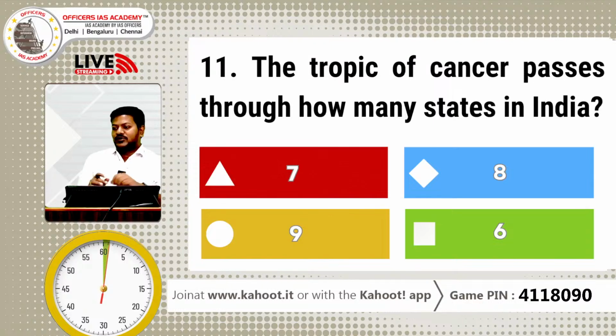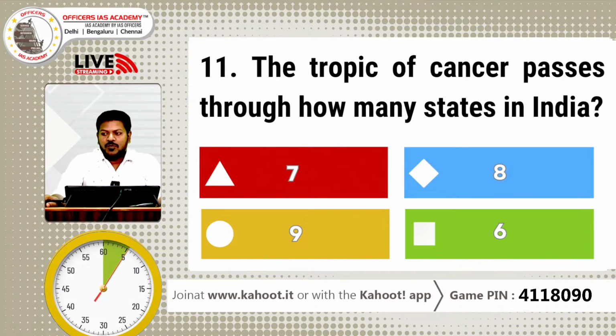Question number 11 today. The Tropic of Cancer passes through how many states in India? Option A 7, option B 8, option C 9 and option D 6.